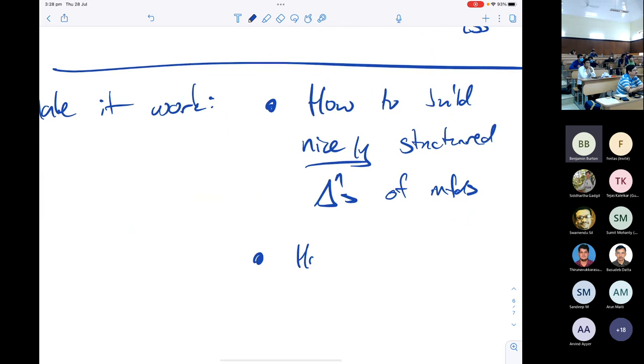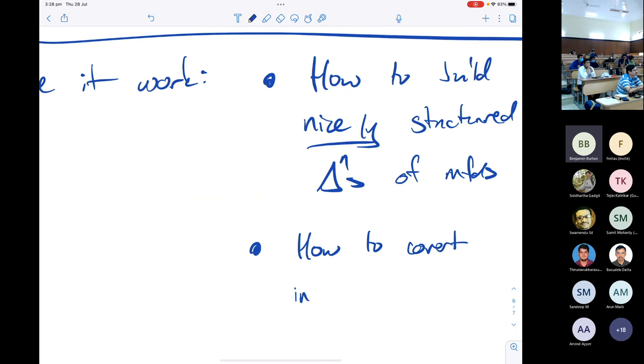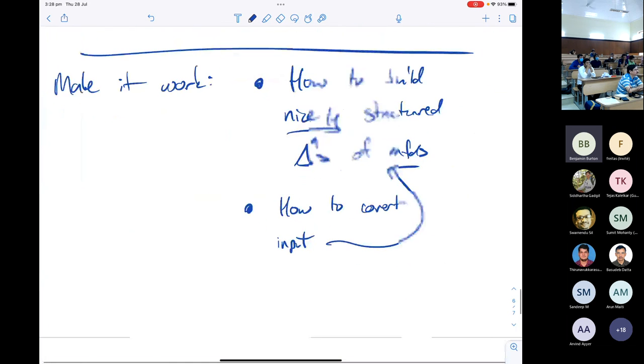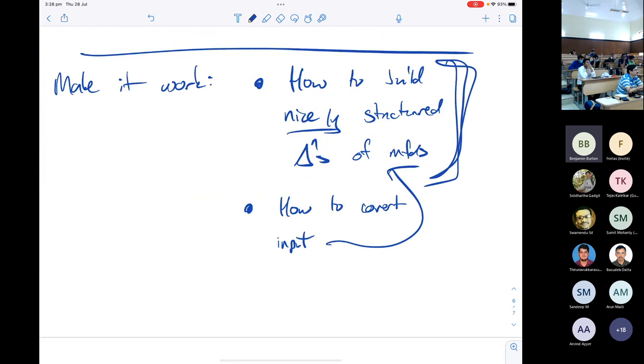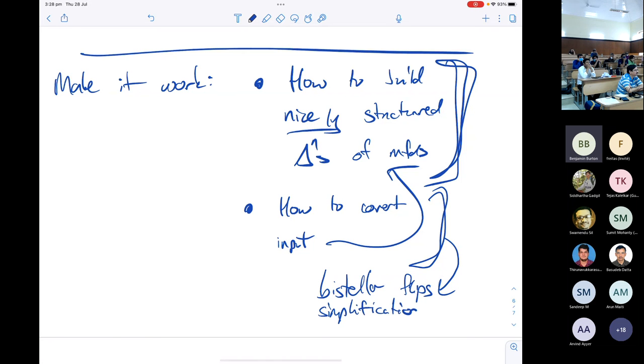And then you need to understand how to convert your triangulation into one of these things. This first part is really understanding the combinatorics of the manifold and how to represent this using tetrahedra. The second part is really a combination of bistellar flips and simplification. But as the manifolds get more complex, this is not enough.